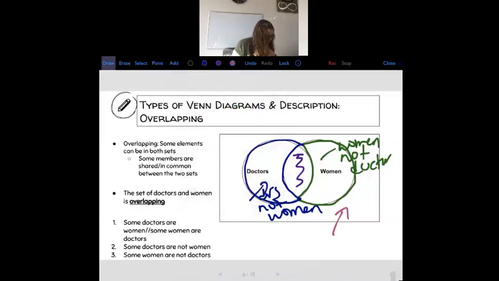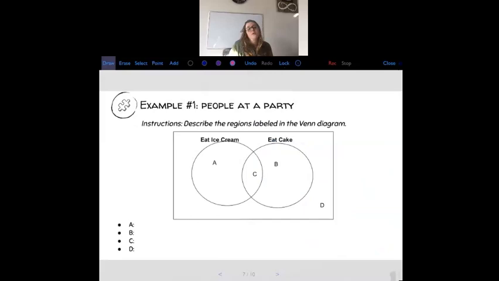This would be people who are not women and not doctors. Okay, so after those examples, now we can translate this into some math. Before we get to that point, we'll describe the regions of the Venn diagram.